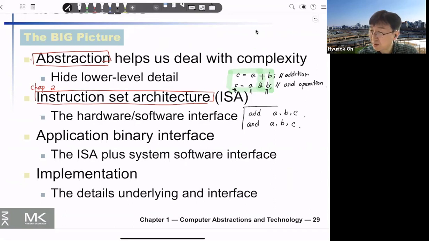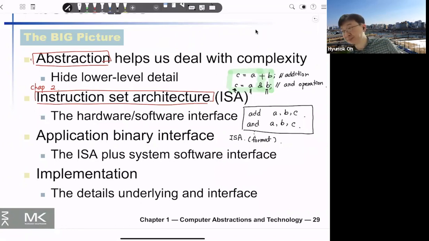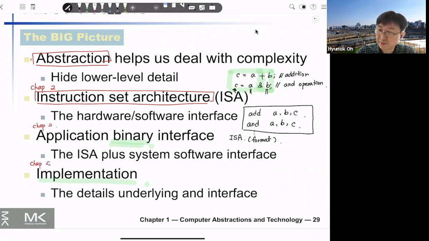We can make this kind of representation. So these are called instruction set architecture. We can define this kind of format, okay? So this is the format. Making a format is actually making the instruction set. Instruction set architecture means it is supporting this kind of instruction set. And then we learn about the binary and how to implement it. So here, this is chapter 2. And also this is chapter 2. And this one is chapter 4. Okay, so that's our plan.